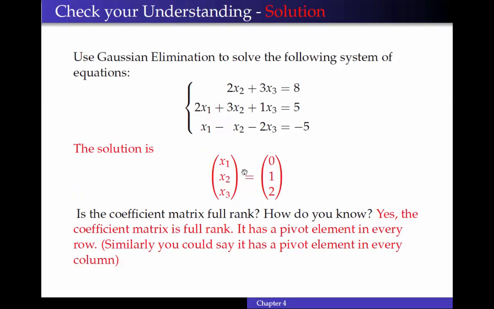And here is the solution. You should come out with the solution of x1 is equal to 0, x2 is equal to 1, and x3 is equal to 2. This is how we'd write this in matrix form. And yes, the coefficient matrix is full rank because it does have a pivot element in every row. Or you could say it has a pivot element in every column. These two things are equivalent.